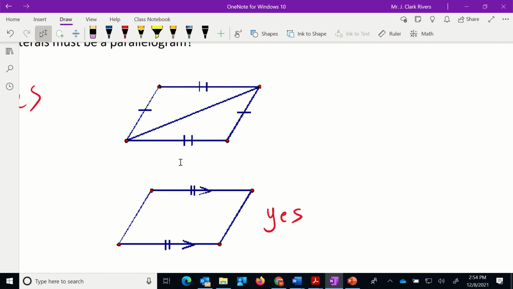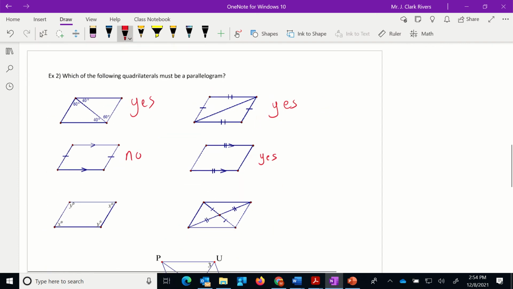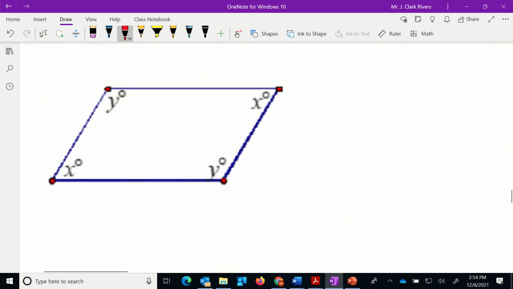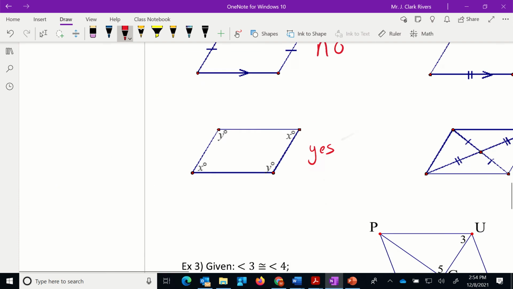All right, why? Opposite sides are congruent. Yeah, opposite sides are congruent. That one's yes. How about this one down here? What do you think, Nicholas? I'm just blocking the sun. Okay. But yes, all right, why? Because if opposite angles are congruent. Yep, opposite angles are congruent. X and X, Y and Y, opposite angles are congruent.